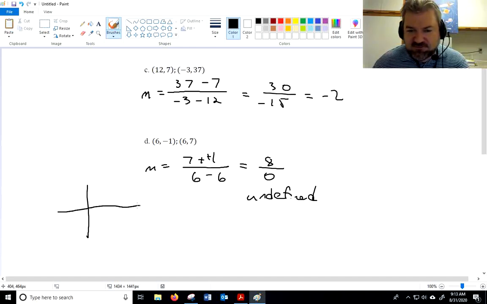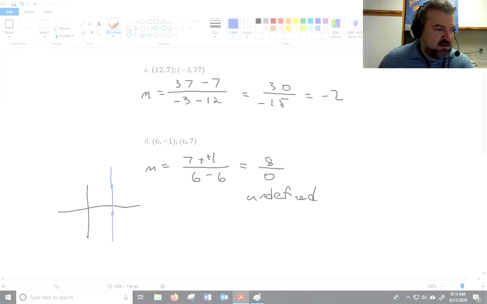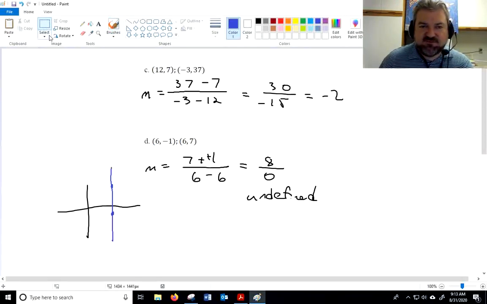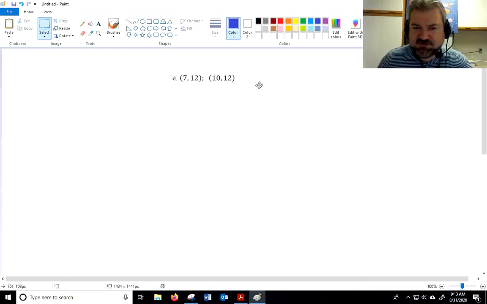If I were to graph this line, I think it's worthwhile for us to take a look at it. 6, negative 1 would be somewhere over here, but 6, 7 would be on that same x-coordinate of 6, just above it. So that's undefined. And I have a feeling, since I asked you to calculate a slope that was undefined, you probably had to calculate one that was 0. Those are those special cases. We want to build our familiarity with them so that we're not surprised when they happen.